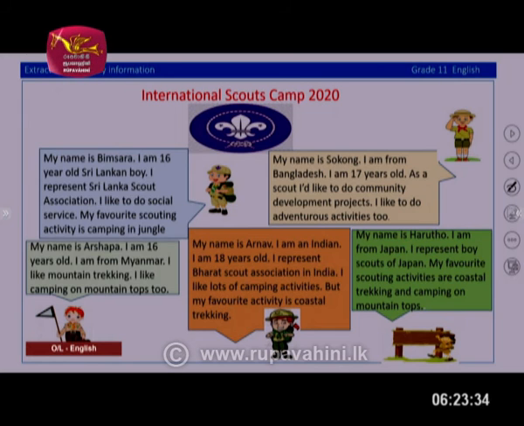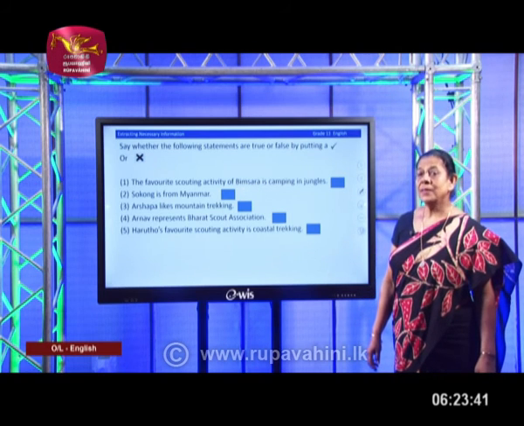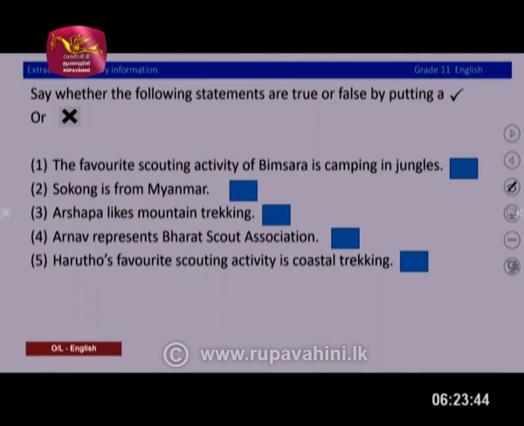Okay, shall we move to the activity? Yes, there you have to put a tick or a cross for the statements, right? Say whether the following statements are true or false by putting a tick or a cross. Shall we read the statements? The favorite scouting activity of Bimsara is camping in jungles. 2. Sokong is from Myanmar. 3. Arshapa likes mountain trekking. 4. Anam represents Bharat Scout Association. Last one. Haruto's favorite scouting activity is coastal trekking.